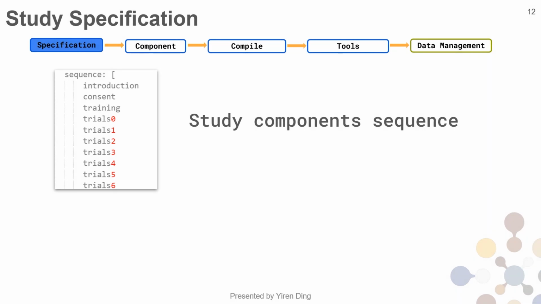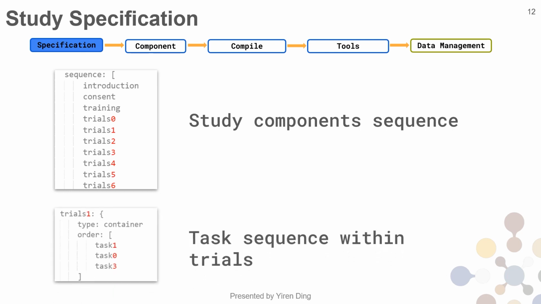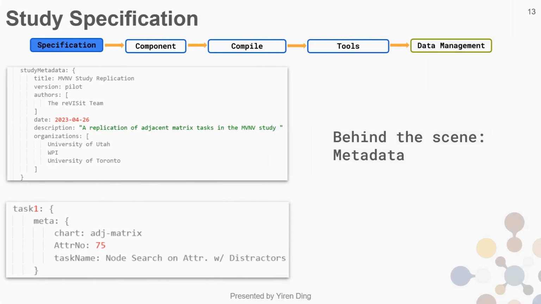Towards the end of this specification file, we can specify the experiment flow by ordering all components we previously defined in this sequence array. In addition, inside each trial, there may be multiple tasks, so we can also specify their orders in the same pattern. Last but not least, we can add metadata for each experiment and each task by the meta keyword.